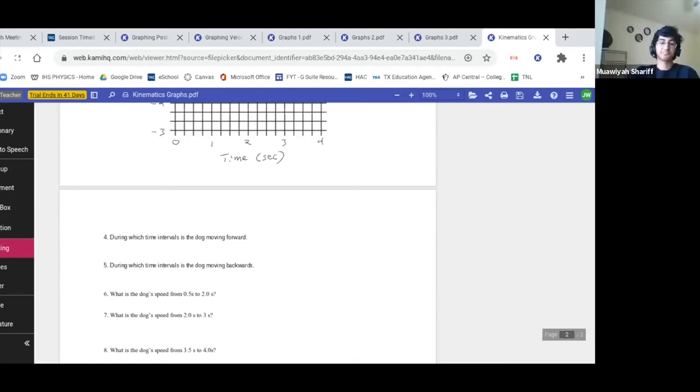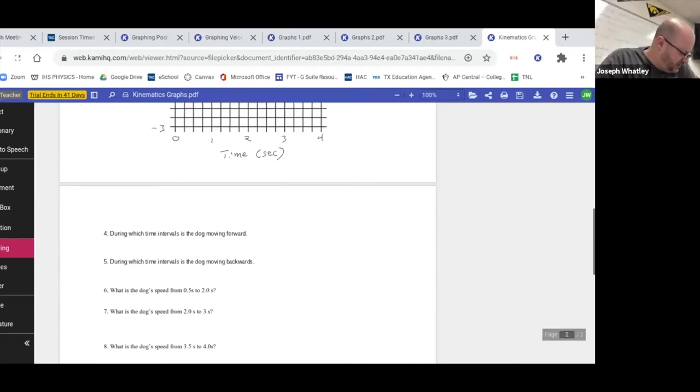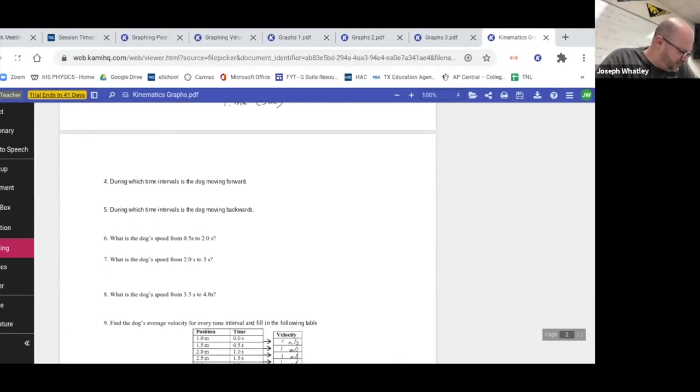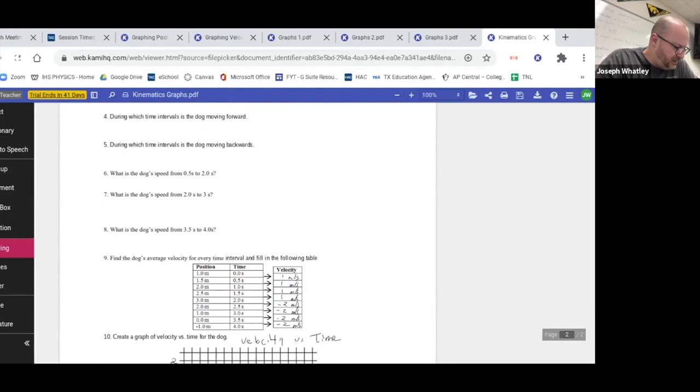All right, good job. Now where are we at? The dog speed from 3.5 to 4 seconds is the same thing because it's the same line segment. Find the dog's average velocity for every time interval and fill in the following table. We've already filled it in. Now it's velocity, so now it is negative. It starts at 1 and goes to -2.